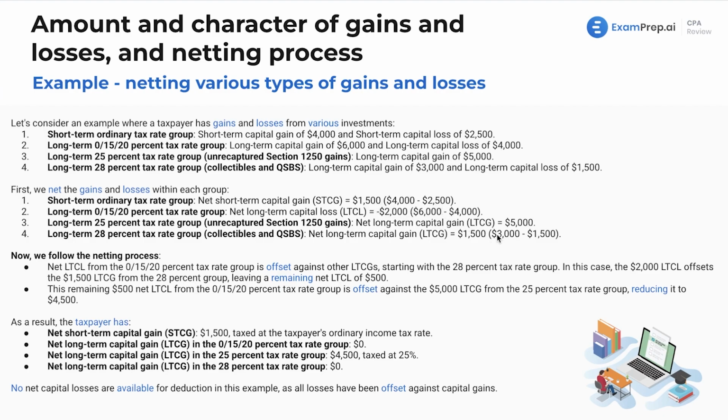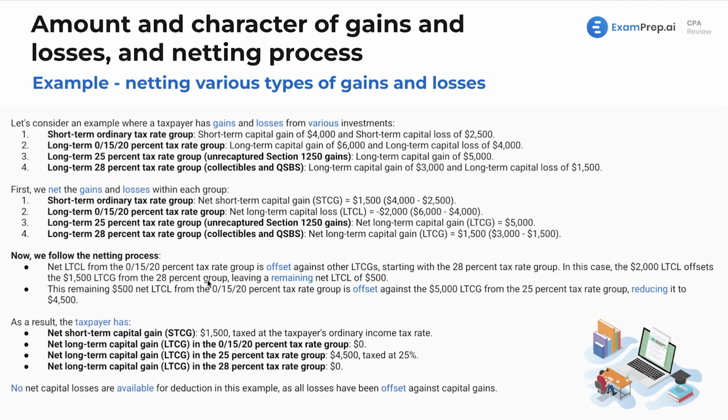We see we're netting them all together. We see if there's a gain or a loss in each of these categories. So take a look there. And then now we're going to follow the netting process, which is what we went through on the previous slide. We're going to net the long-term capital loss from the 0, 15, 20% tax rate group to offset other long-term capital gains, starting with the 28% tax rate group. In this case, the $2,000 long-term capital loss offsets the $1,500 long-term capital gain.